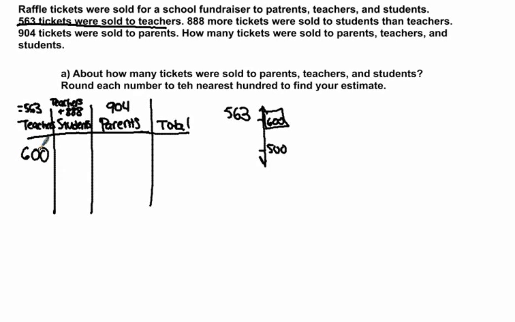The students were 888 more than the teachers. So if I'm rounding, I would say 888 is between 800 and 900, but it's closer to 900. I will not write 900 in the column that says students because it is not about 900 more than the teachers. So the teachers were about 600. The students were about 900. So in total, or the students were about 900 more.